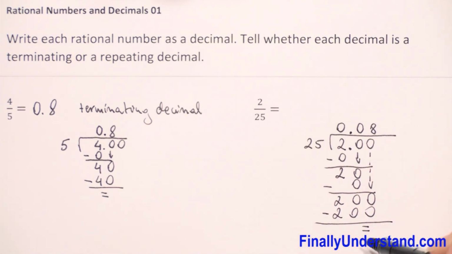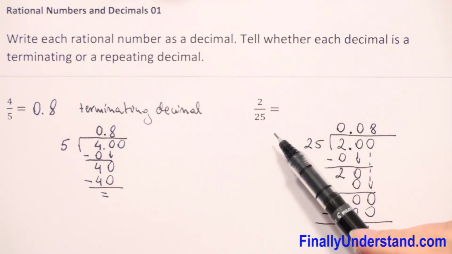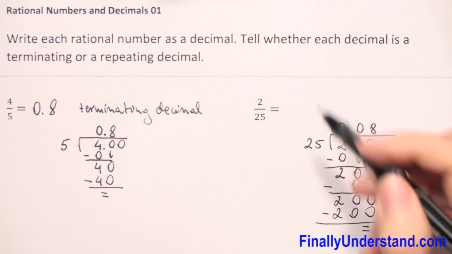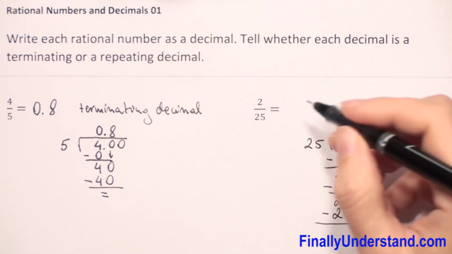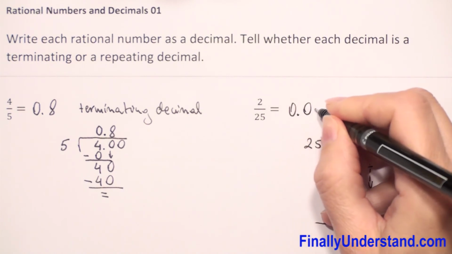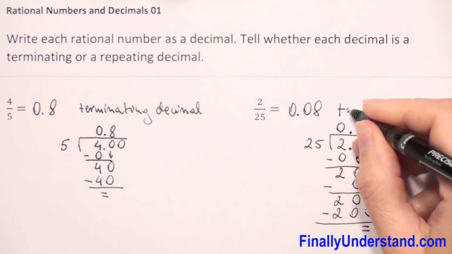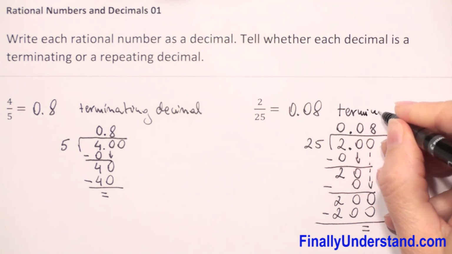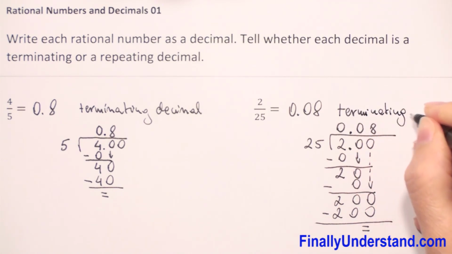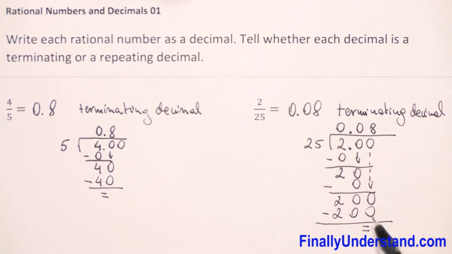Because we finish long division, it means our rational number is a terminating decimal. And 2 over 25 as a decimal, we can write that this is 0.08. This is a terminating decimal, because we finish our long division. This is my solution.